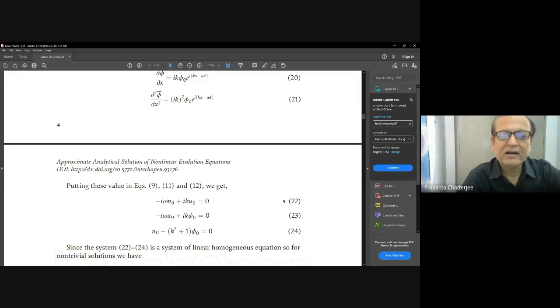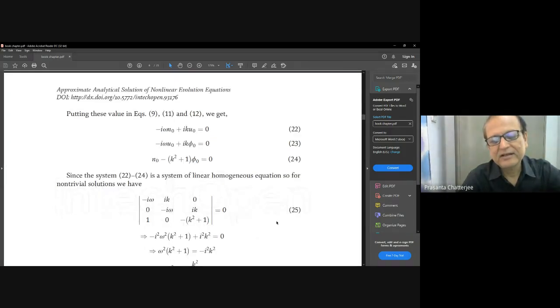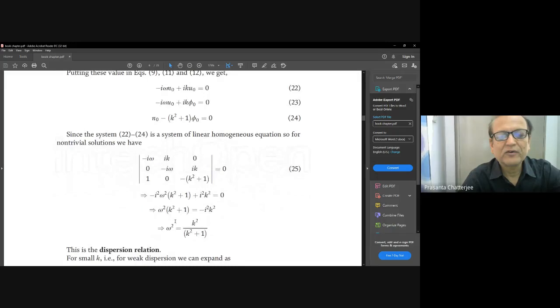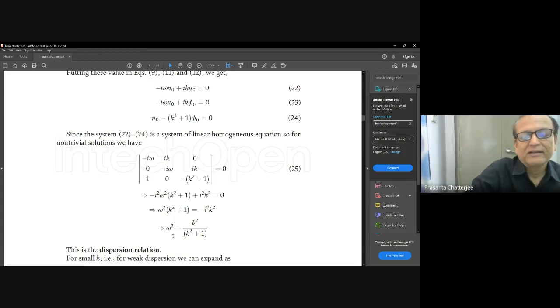The condition under which we get a non-trivial solution is that the determinant of A equals 0. So this is condition 25. This condition gives a particular relationship between omega and k. That is, if we really want to find a linearized wave solution for this system, then omega and k should satisfy this particular relationship. Otherwise, we will not get linear waves. So this relation is called the dispersion relation.